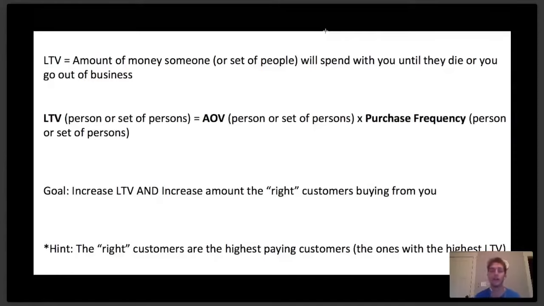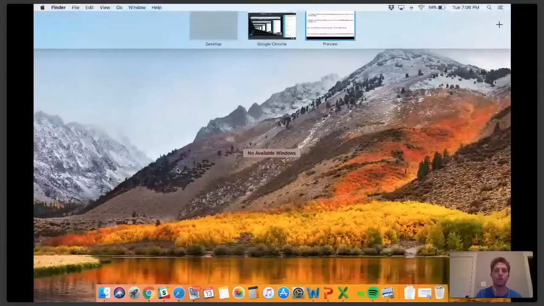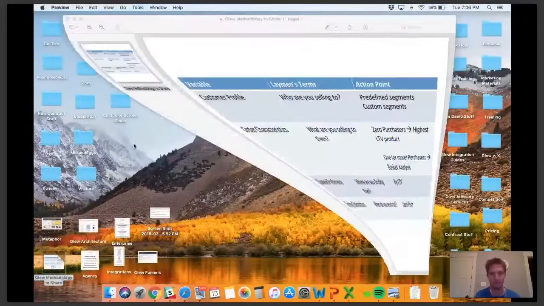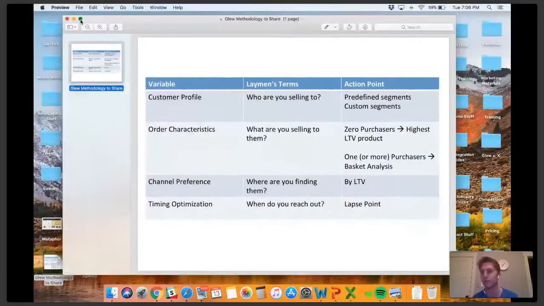The goal, though, is to increase two things, right? We can't just increase the lifetime value on its own. We also have to increase the number of customers that you acquire at the same time. But keep this in the back of your mind: acquiring customers is really important, but we have to acquire the right customers, which means the customers with the high lifetime value.